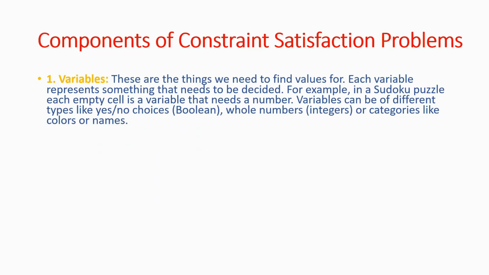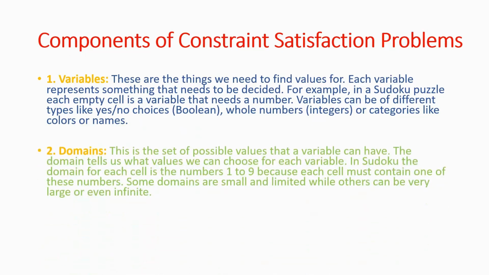A variable can be of different types, like a boolean for yes or no choices, an integer for a whole number, or categories like color or name. Those are the unknown elements in the problem for which we need to determine values. They represent the decisions that need to be made, right? So in a Sudoku puzzle, each empty cell is a variable, and the goal is to find a number for each of those empty cells. Variables can hold various types of values, like boolean yes or no, a whole number like an integer, and categorical names, for example colors: red, green, blue.